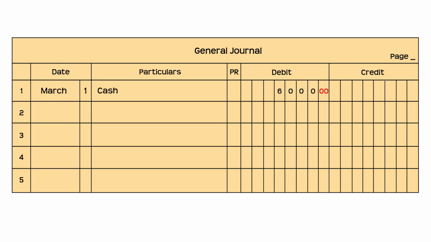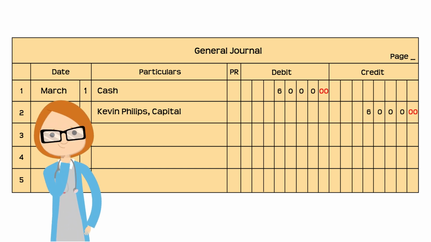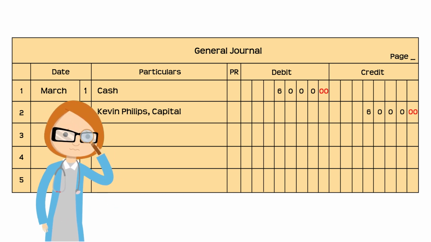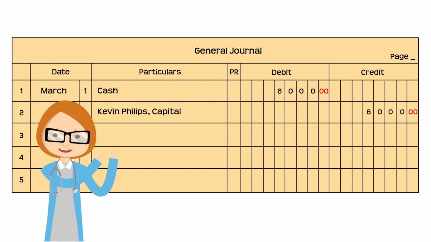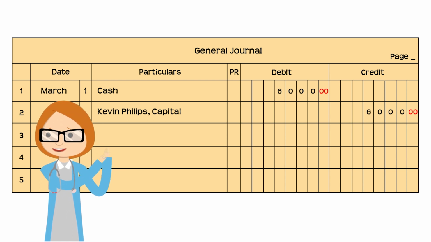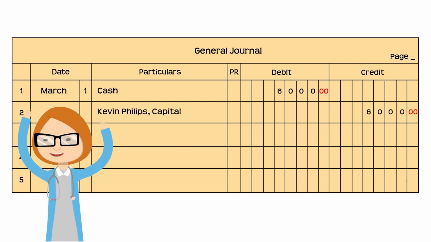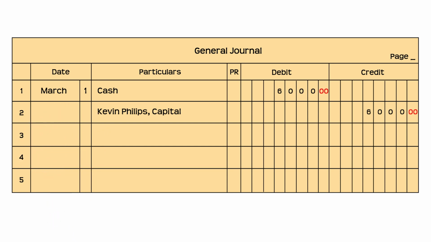For this transaction, since the investment increases the capital account, Kevin Phillips' capital is credited and the amount is recorded below the credit column. Wait, I think there is something wrong with the journal. Do you see it? If you do, that's great. It means that you actually learned from the previous discussion. So this is what makes it wrong: the indentation when crediting accounts. Always remember to make an indentation when crediting accounts in a journal.